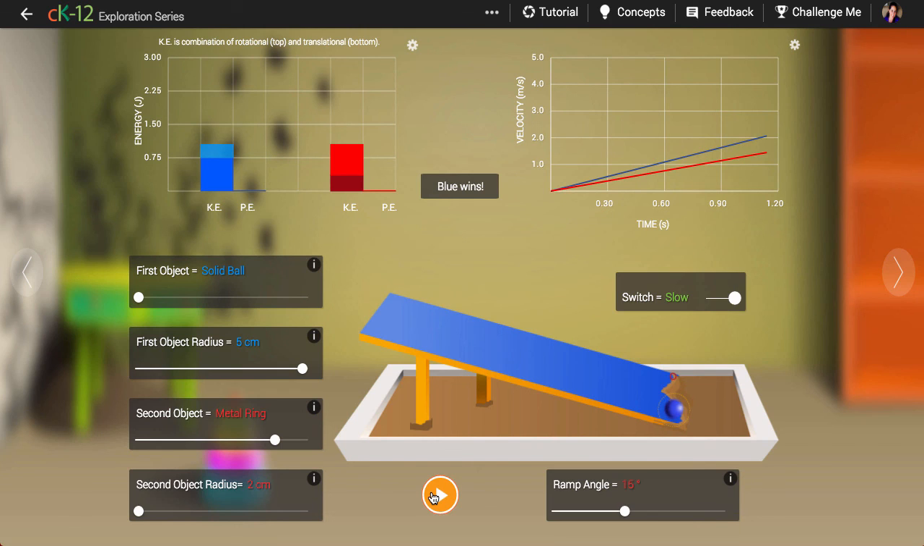Isn't that amazing? So play around with different shapes and sizes and try to predict in advance who will win.